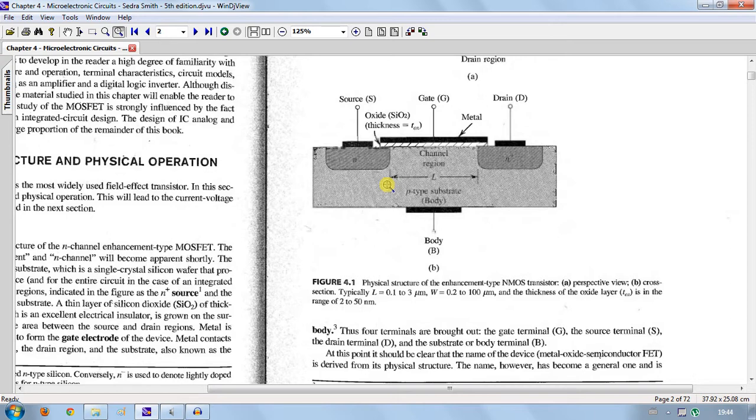This is the silicon dioxide layer, which covers both the source and the drain, that is, an insulator between the substrate and the metal above it.